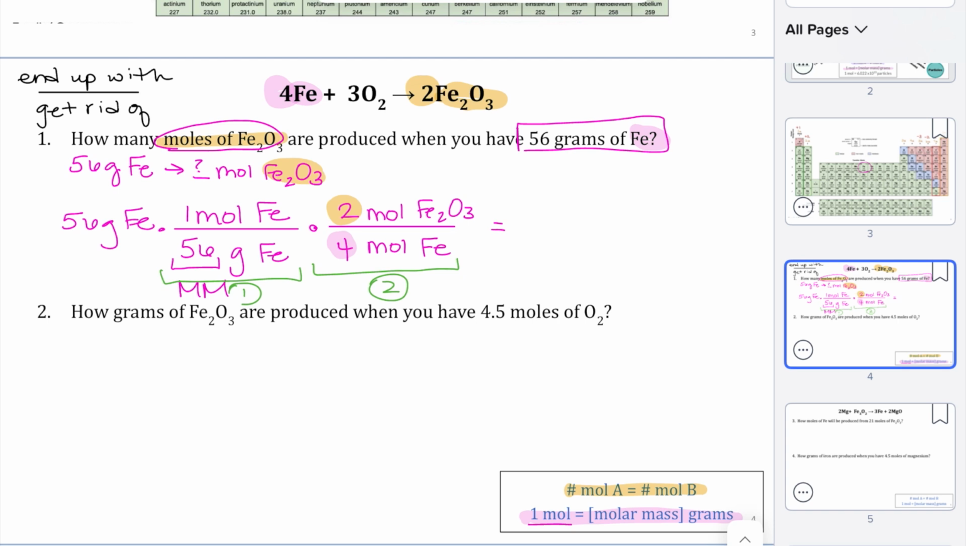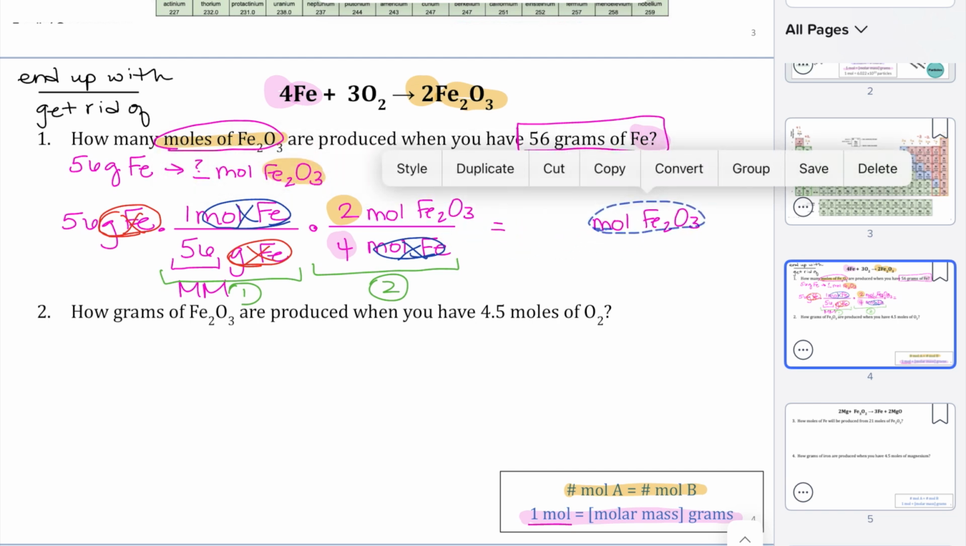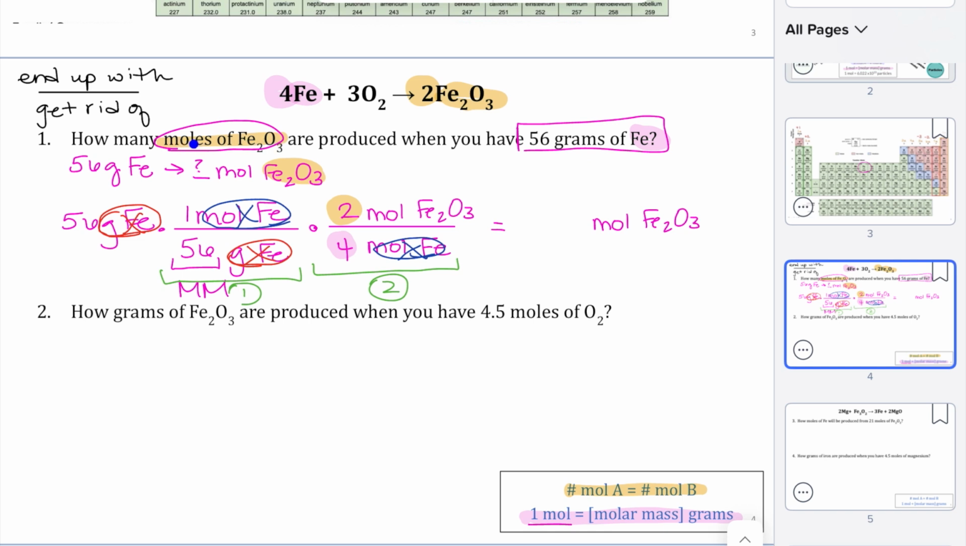Again, when we're setting these up, looking at my grams of iron and grams of iron, my units canceled here, my moles of iron, my moles of iron, my units canceled here. And so we are left with the unit we were asked for, moles of iron oxide. That's what we were asked for here. And we can go through and do that math.